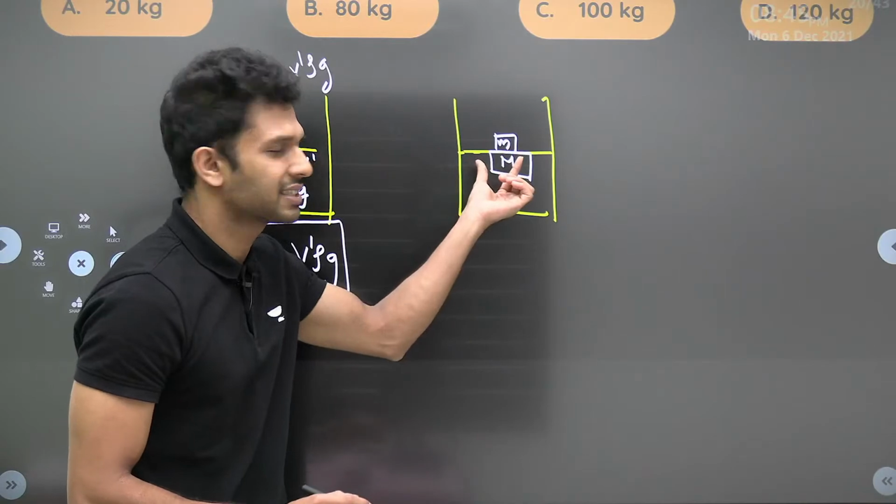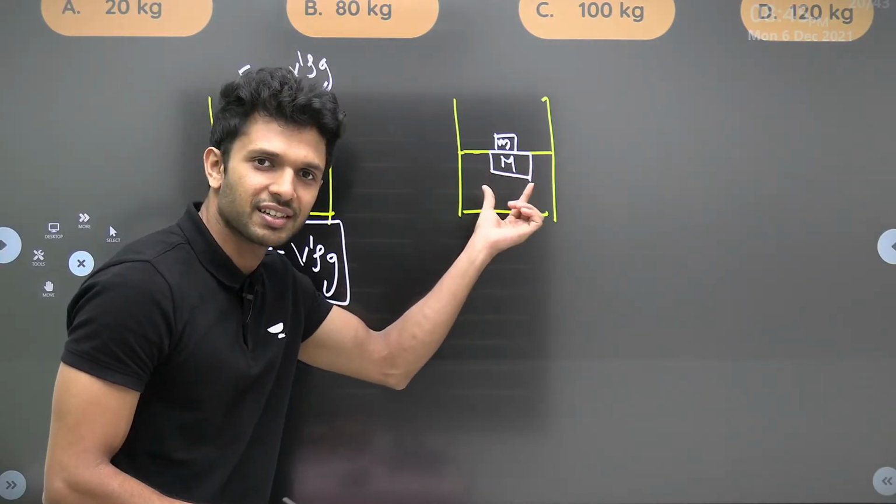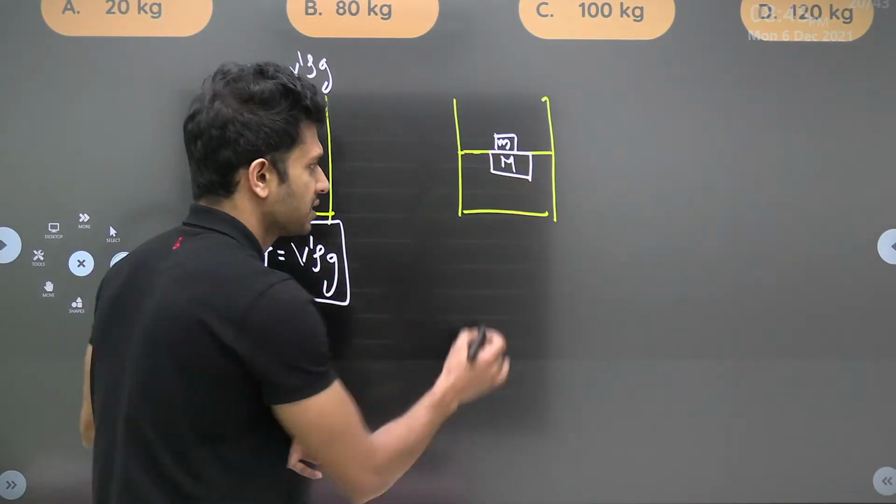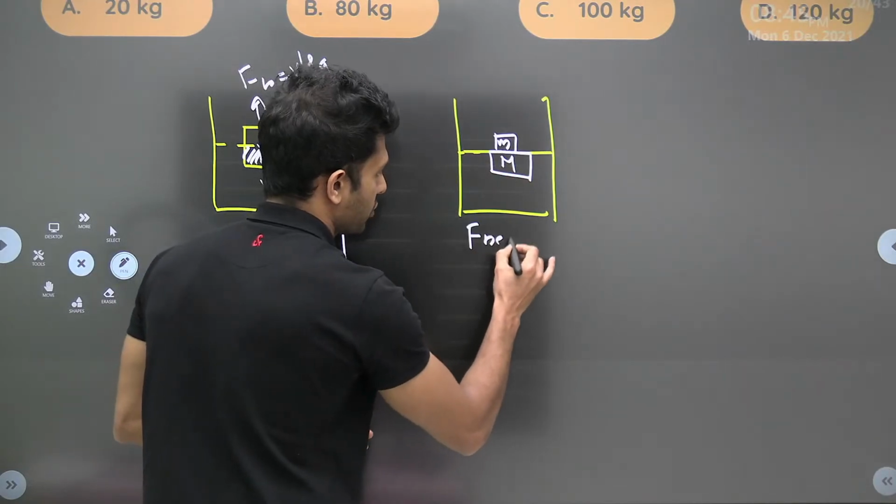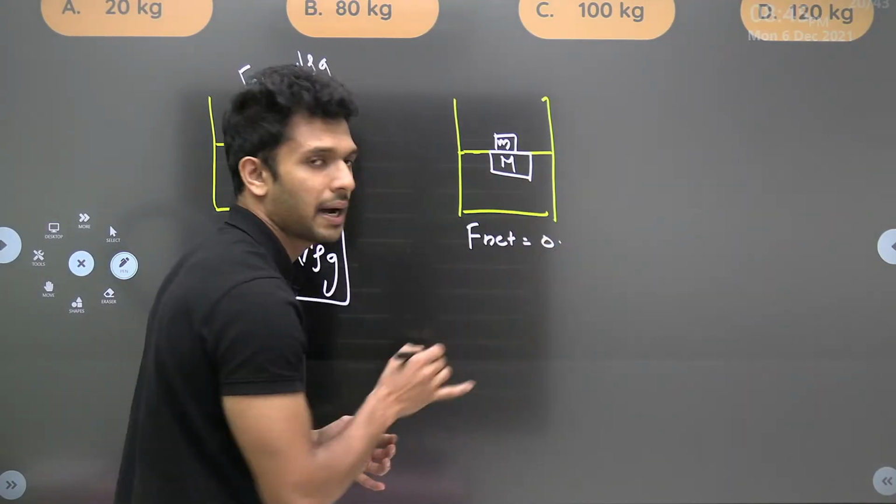Similarly, second case. Everyone, take down the second case. Is the body in equilibrium? Yes. Is the net force going to be 0? Yes. We'll write it: net force is 0. Mark all the forces here.